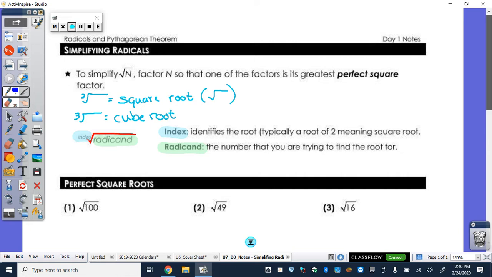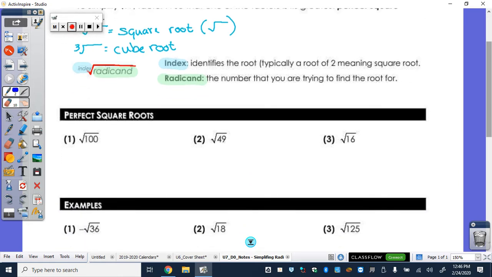So our perfect squares, those ones are pretty easy to deal with. If a number is a perfect square, that means when you go to take the square root of it, you don't have a decimal answer to it. So for example, 100 is a perfect square. The square root of 100 is 10. The square root of 49 is 7. And the square root of 16 gives us a 4. So when they're perfect squares and you need to simplify, it's pretty easy. You just take the square root of the number and that's what you get. They're not always going to be perfect squares though.